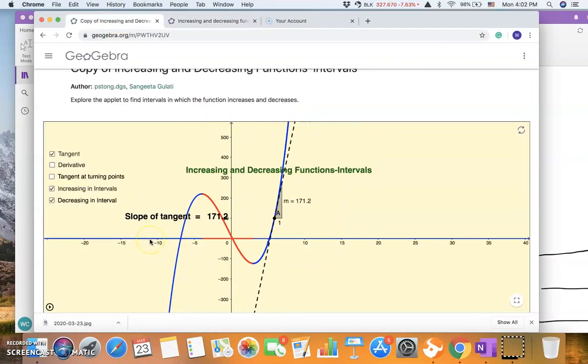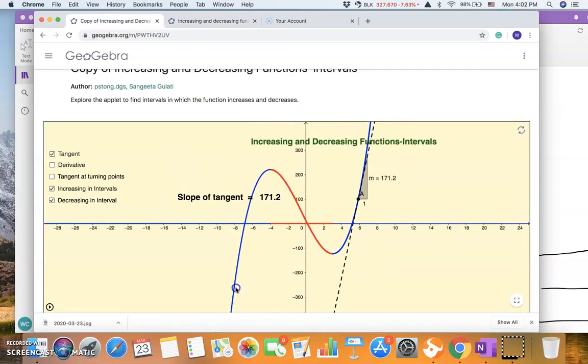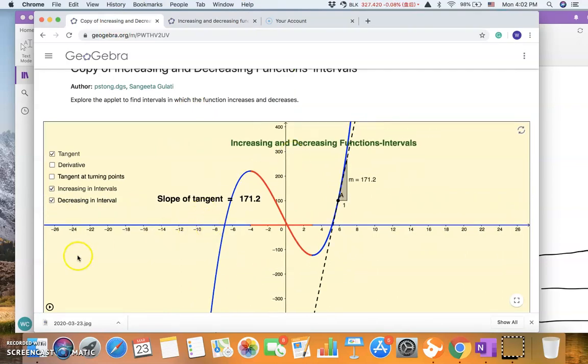Okay, let's look at another example. So we can see on the graph, the function has two intervals of increase. One is from -infinity to -4, and one is from +3 to positive infinity. And the function has one interval of decrease, which is from -4 to +3. Let's see what happened to their derivatives.